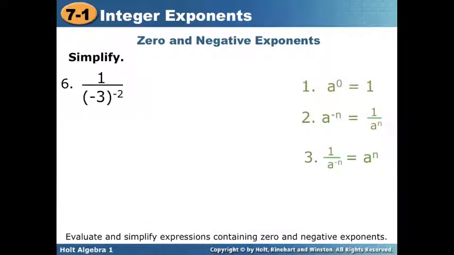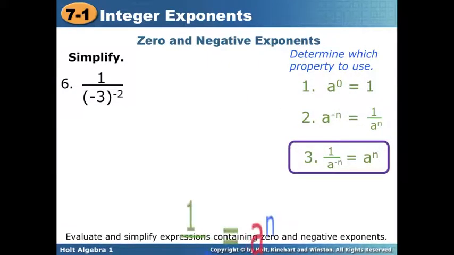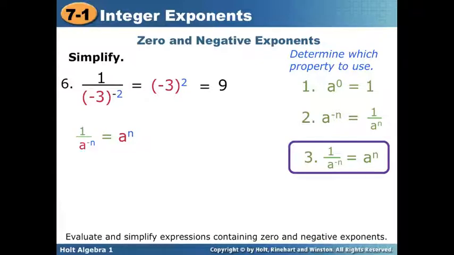Example number 6. 1 over negative 3 raised to the negative 2 power. Look at your exponent properties and see that it is like property number 3. We have a negative exponent, so that can change to a positive by flipping to the numerator. Again, here the base is negative and it remains negative in our answer. So we have negative 3 raised to the positive 2. That can simplify to equal a positive 9.